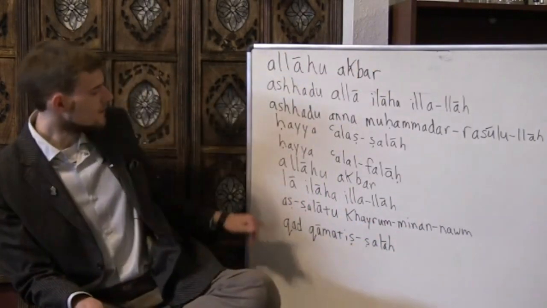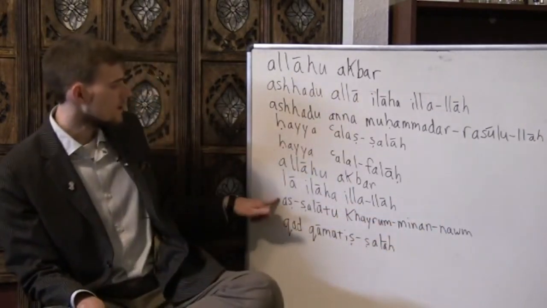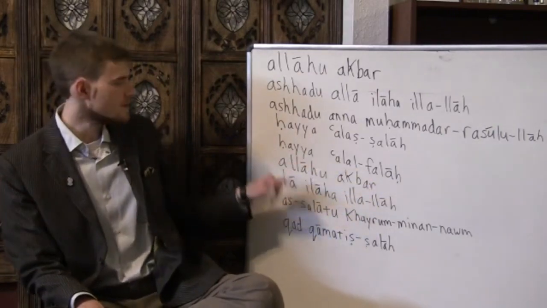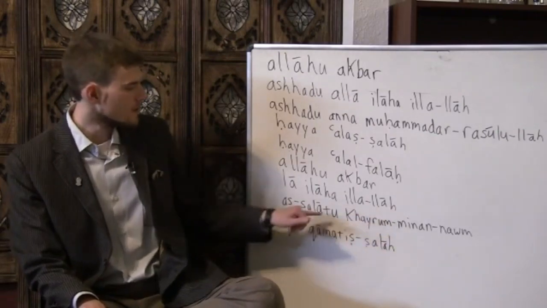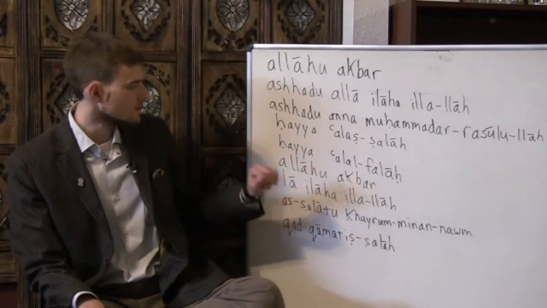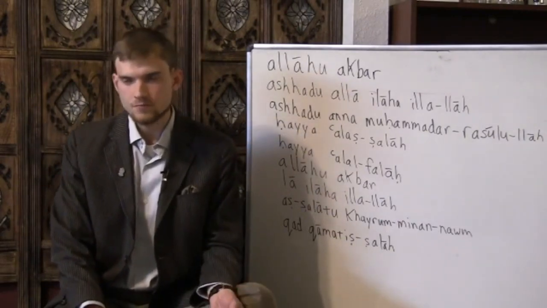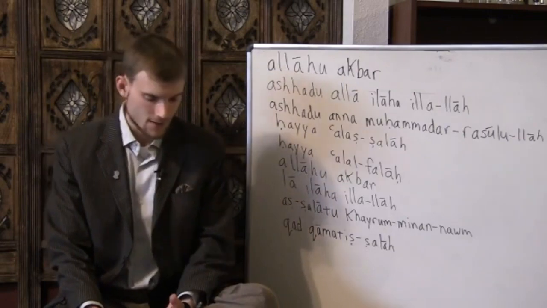Then finally, when we have this phrase, As-salatu khayrun min an-nawm for Fajr, that goes after Hayya 'ala al-falah. So in Fajr: Hayya 'ala al-falah, Hayya 'ala al-falah, As-salatu khayrun min an-nawm, As-salatu khayrun min an-nawm, Allahu Akbar, Allahu Akbar, La ilaha illallah. And if we leave it out, it's fine. It's still an acceptable adhan to leave out.